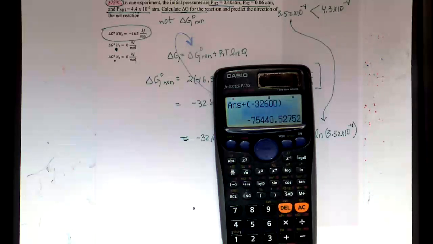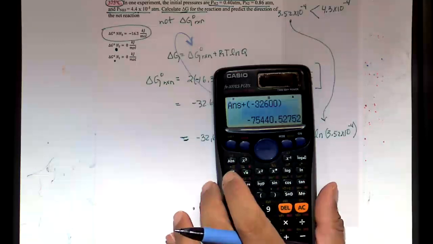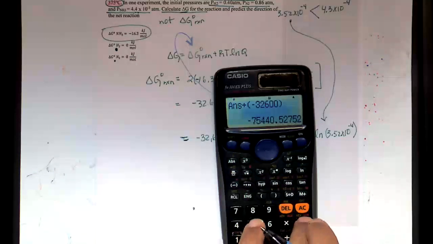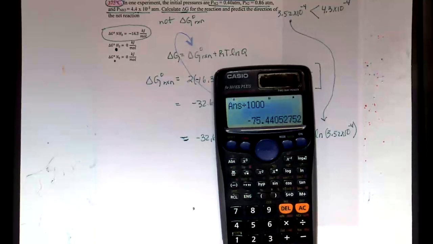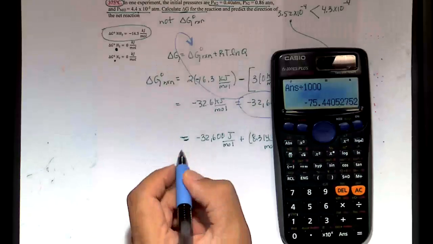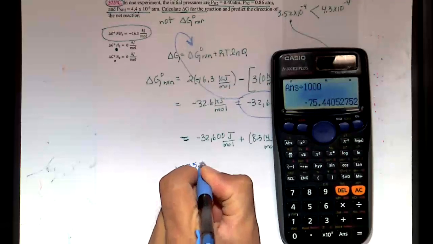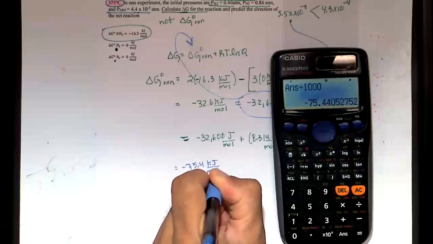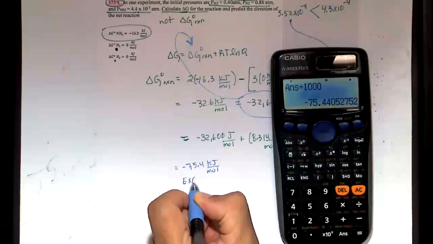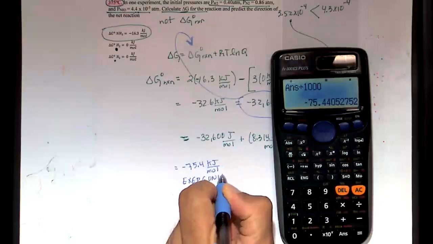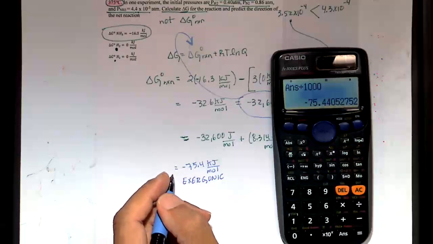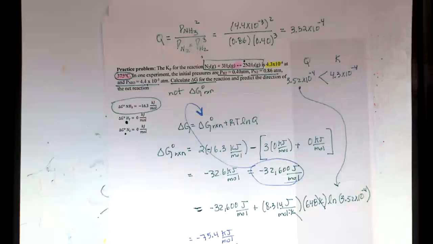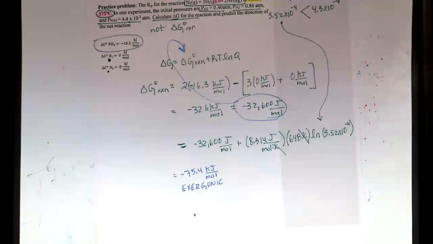I'm getting minus 75,440 joules per mole, which is exergonic. I can divide it by 1,000 and get minus 75.4 kilojoules per mole. And this is exergonic. What did we say an exergonic reaction favors? Products. What does the equilibrium tell us? The equilibrium shifts it to the right, which is products.